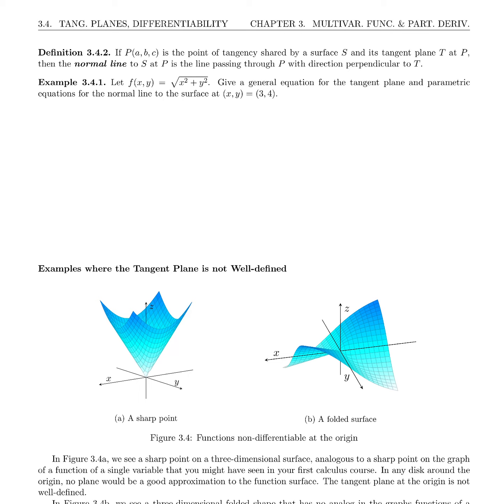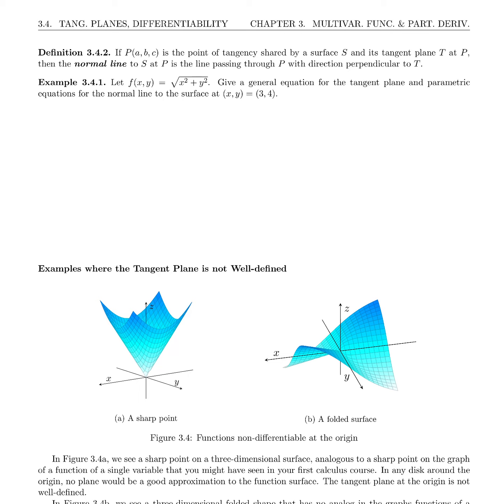In this video, we're going to do example 3.4.1, and we're going to do a couple of examples where the tangent plane is not well defined. Let's first start by reading definition 3.4.2. If P with coordinates (a, b, c) is the point of tangency shared by a surface S and its tangent plane T, what we studied in a previous video, at P, then the normal line to S at P is the line passing through P with direction perpendicular to T.